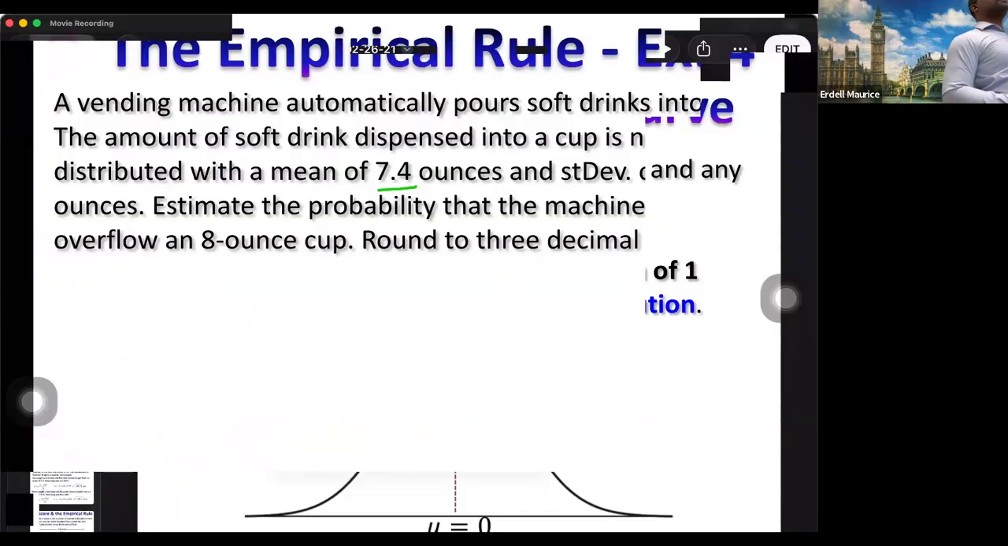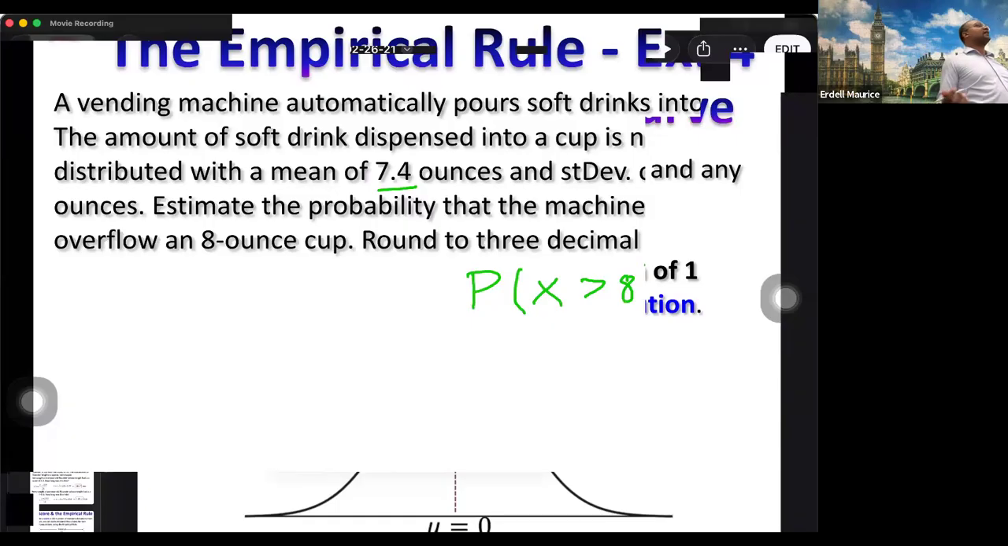This is where these things get a little bit tricky. What is this question actually asking us to do? Let me write it out and you tell me if you agree with me. This question is asking me to find the probability that the amount of soft drink dispensed is greater than 8. Yes or no? Do you agree that this is what the question is asking?